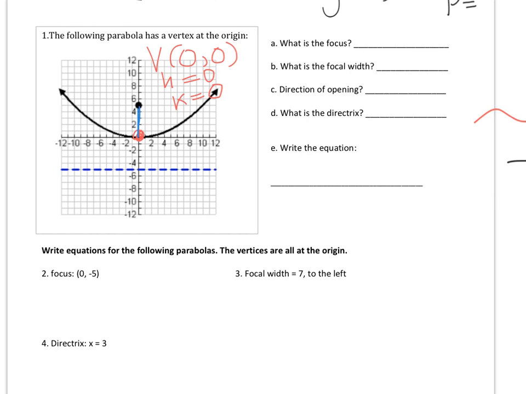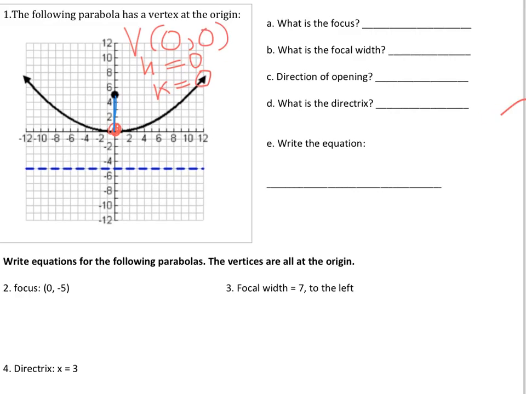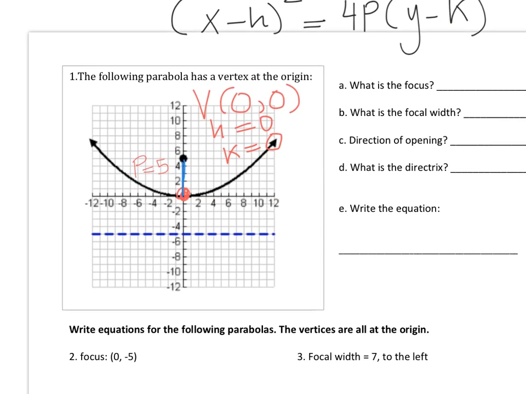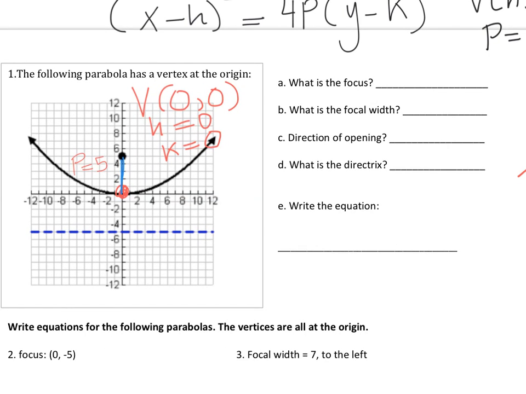Now the focus, I know that it's this point since it's marked. And p is the distance between the vertex and the focus. So let's count. 1, 2, 3, 4. Then the focal width is, did I count right? Okay, so let's count again. 1, 2, 3, 4, 5. Okay, so p is 5. So what is the focus in this case? Let's just start answering the question so we can write the equation. But honestly, by knowing p and h and k, I'm ready to write the equation. So the focus is (0, 5).